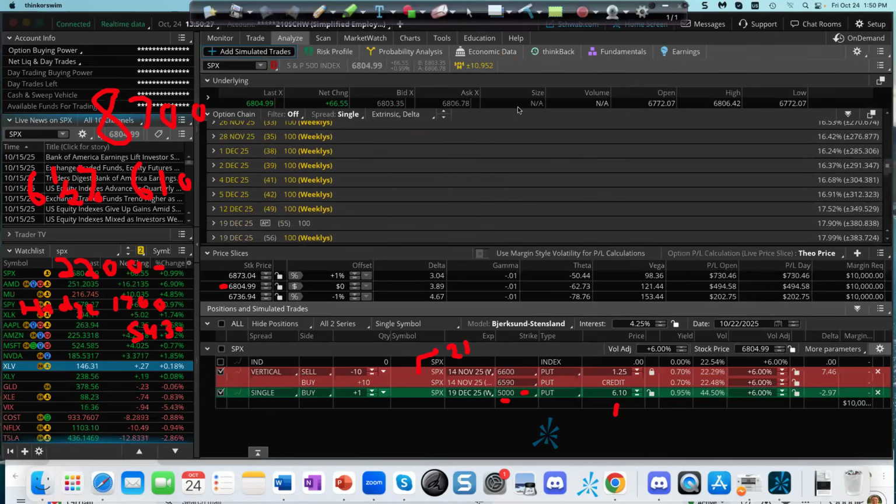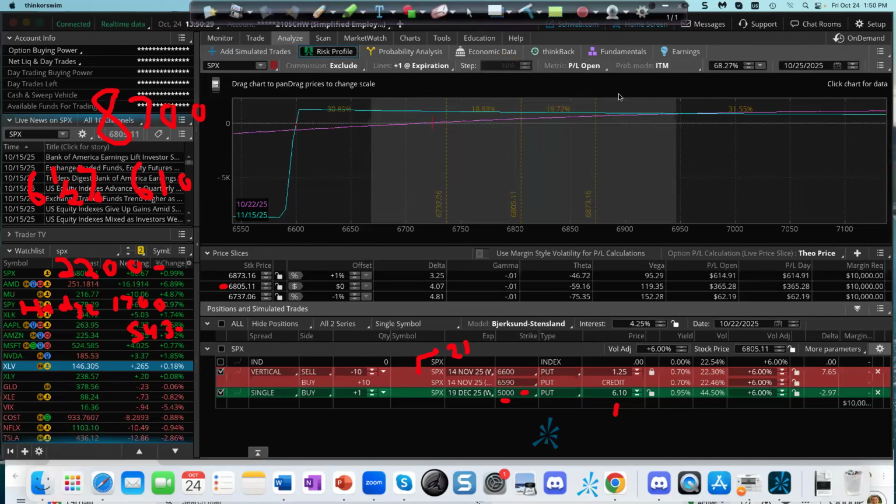I bought a 2 delta put. Why did I do that? Less negative theta, correct. Less negative theta. And I generally don't want to spend much more, up to 10% for insurance. But the point is, remember, why were options invented?